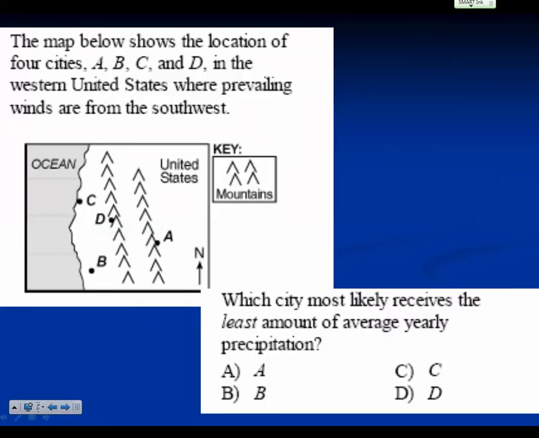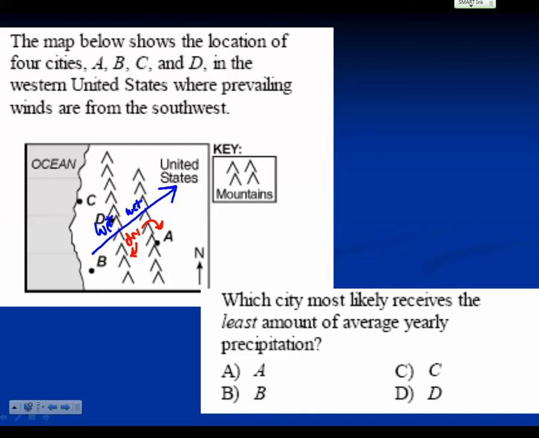The map below shows the locations of 4 cities, A, B, C, and D, in the western United States, where prevailing winds are from the southwest. Which city most likely receives the least amount of average yearly precipitation? All right, we want to first remember the orographic effect is saying that the air is going to rise, since the winds are coming this direction, southwest towards the northeast. The air is going to rise, expand, and cool. And so the west side of the mountains, the windward side, is going to be wet. So it's going to be wet on this side of these mountains, and dry on the east side. Dry right here maybe, and dry maybe on this side.